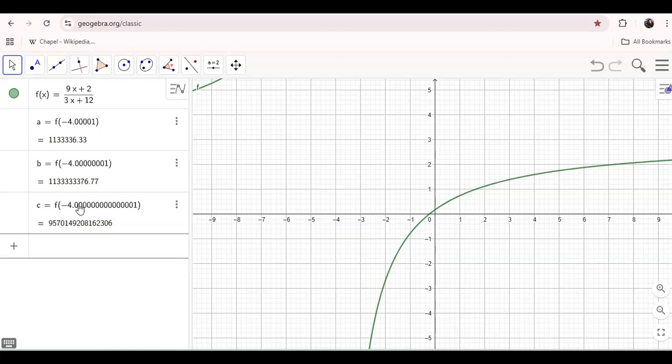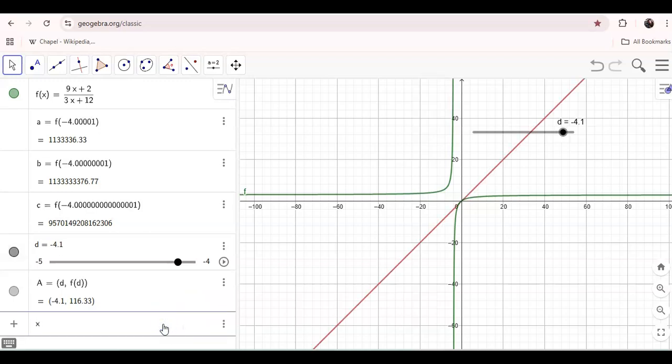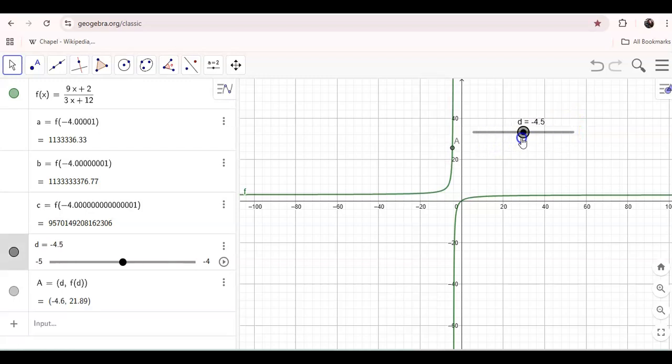So do you agree now that as x approaches -4 from the left, the value of y approaches positive infinity? Yes, indeed. So this confirms our earlier observation. Alright, and now we have a slider here. So as x goes from -5 and approaches -4, the value of y becomes very, very big. See? It goes up and up and up there.